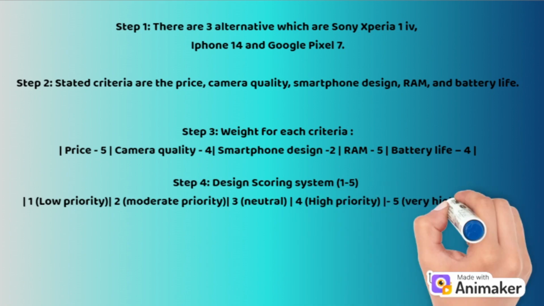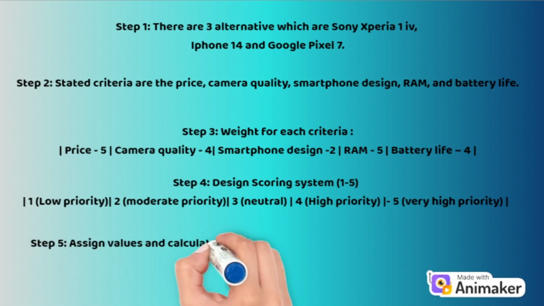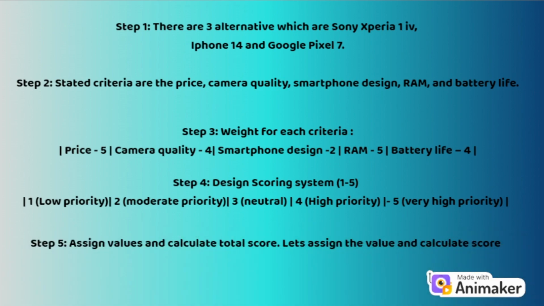Step 4, design the scoring system 1 to 5. 1. Low priority, 2. Moderate priority, 3. Neutral, 4. High priority, 5. Very high priority. Step 5. Assign values and calculate the total score. Let's assign the values and calculate the score.